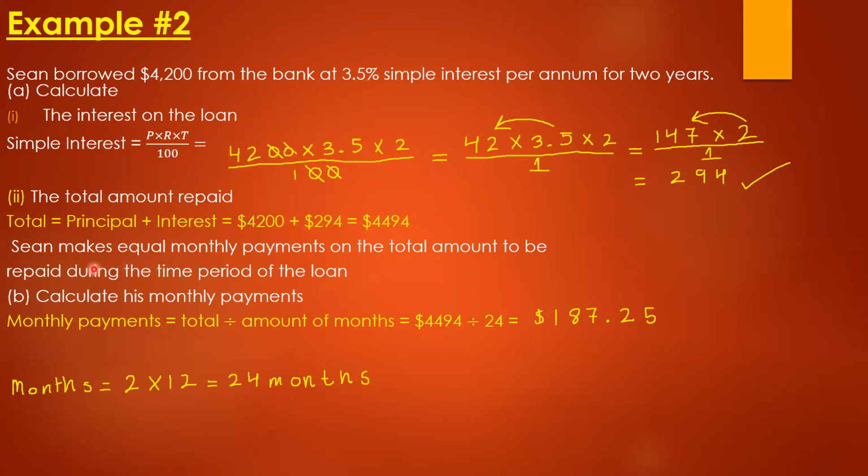Question B says, Sean makes equal monthly payments on the total amount to be repaid during the time period of the loan. And it's asking you to calculate his monthly payments. So to get his monthly payments, you do the total divided by the amount of months, which would be 4,494 divided by 24, since he borrowed it for 2 years, which would give you $187.25.